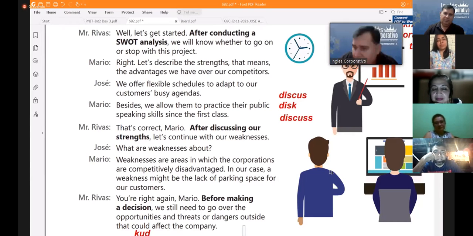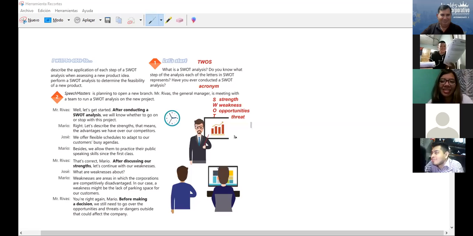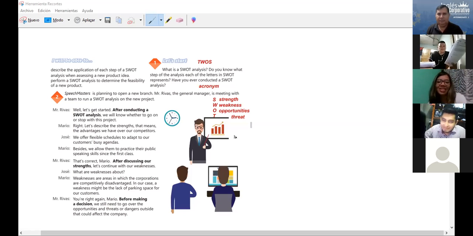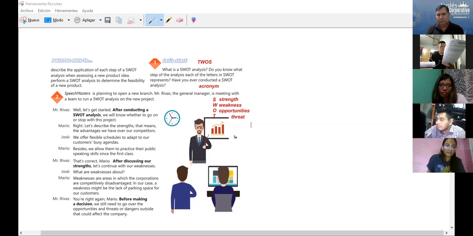Well, let's get started. After conducting a SWOT analysis, we will know whether to stop with the project. Right. Let's describe the strengths, that means the advantages we have over our competitors. What are weaknesses about? Weaknesses are areas in which the corporation is at a competitive disadvantage. In our case, a weakness might be lack of parking space for our customers. You're right again, Mario. Before making a decision, we still need to go over the opportunities and threats or dangers outside that could affect the company.